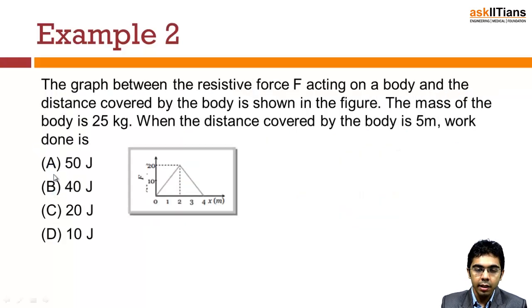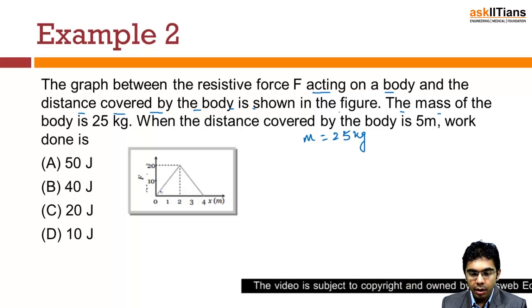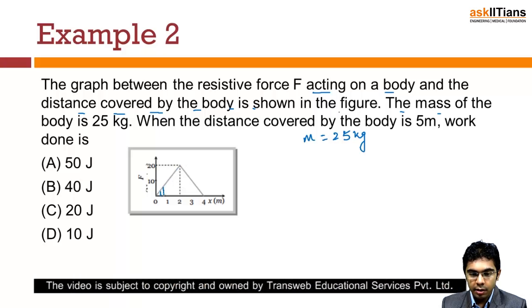Now let's look at another example. The graph between the resistive force F acting on the body and the distance covered by the body is shown in the figure. The mass of the body is given to us as 25 kgs. When the distance covered by the body is 5 meters, the work done will be, meaning work done by this resistive force. So what we can say is that it will be the area under this curve.